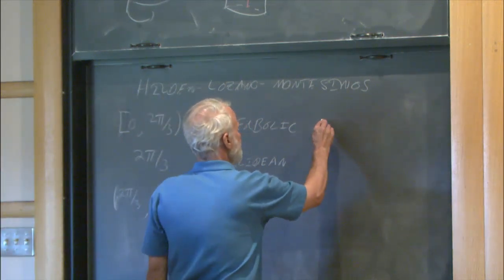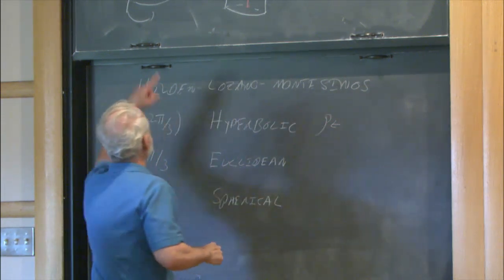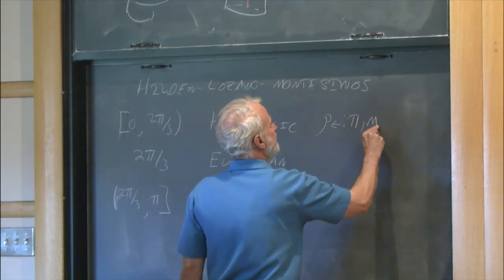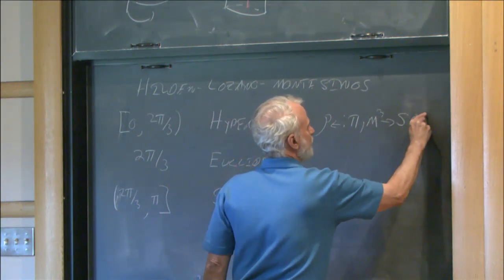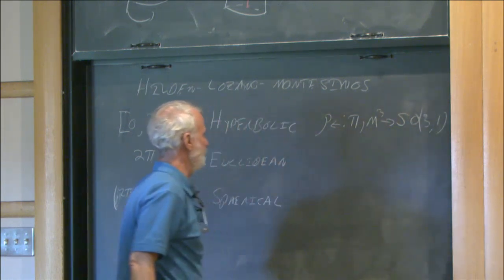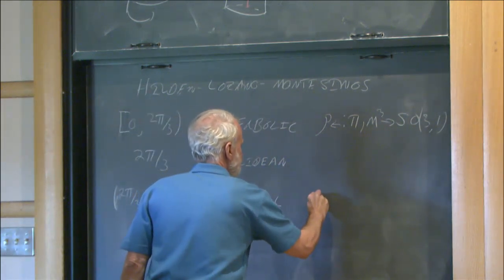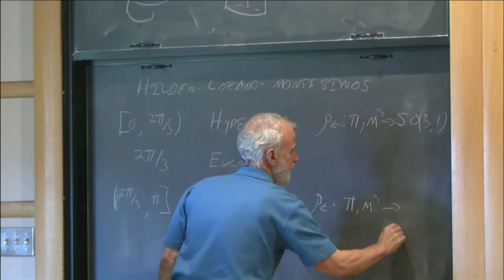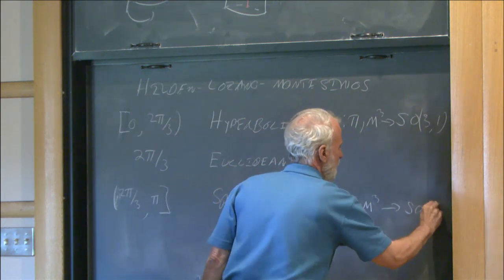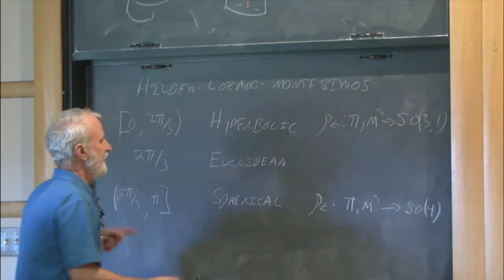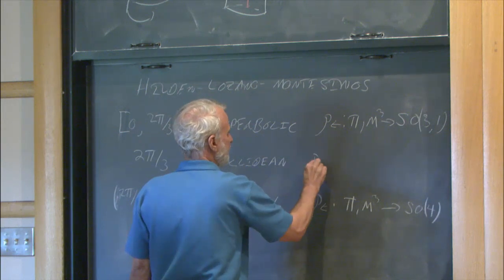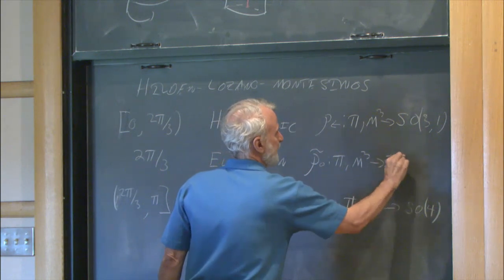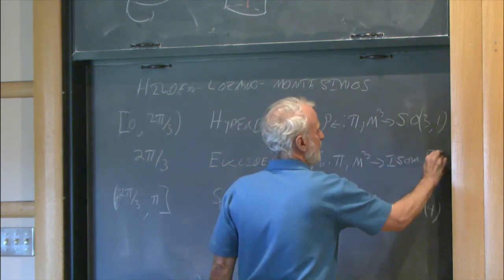So in particular here, if you take the complement, this gives the holonomy representations from pi 1 of M3 to SO(3,1). I'm going to think of hyperbolic isometries that way. Down here it goes from pi 1 of M3 to SO(4). And then down here we have, I'm going to put a little tilde on this, you'll see why in a second, M3 to isometries of Euclidean space.